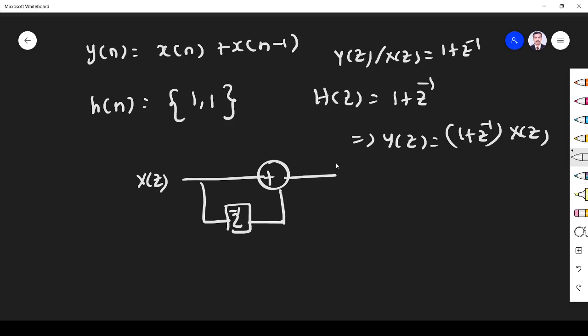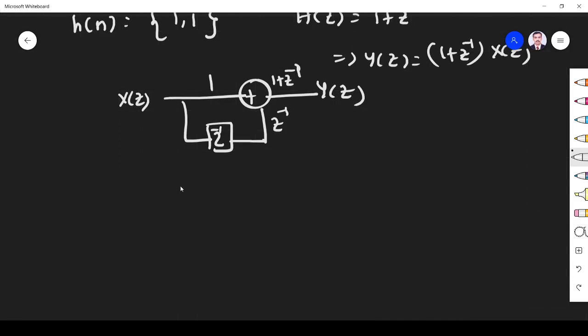This is the hardware structure, y of z. Here 1, here z inverse, here 1 plus z inverse. Right? So 1 plus z inverse into x of z. This is x of z, right? So this is the way we can get the answer. This is the hardware structure. Next we see another beautiful thing.